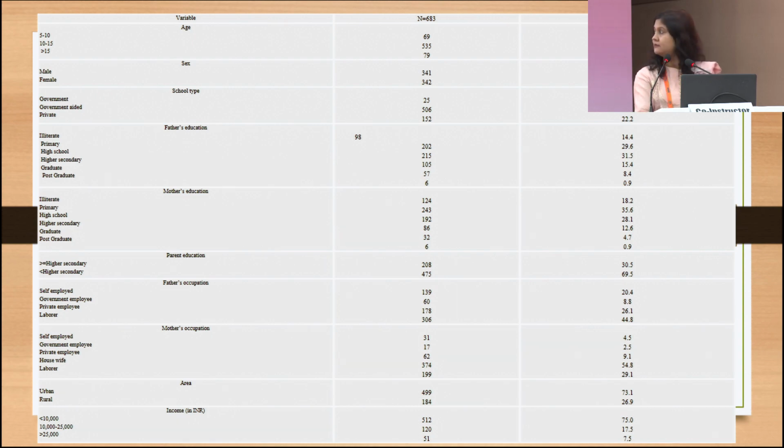Can you see it? No, actually it is very detailed, I have to cut it short. Divide it into 2 slides. Yeah, okay, ma'am. That is the way to do it. Anyway, go ahead.